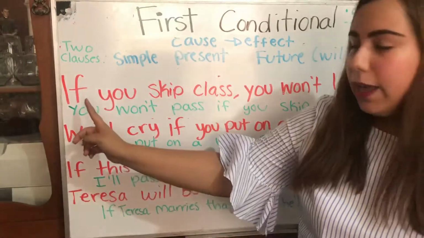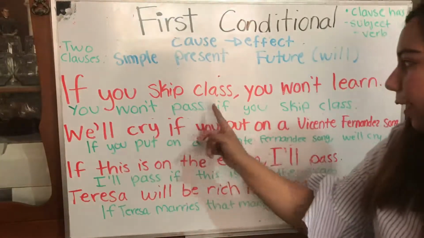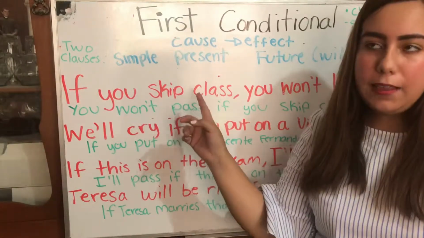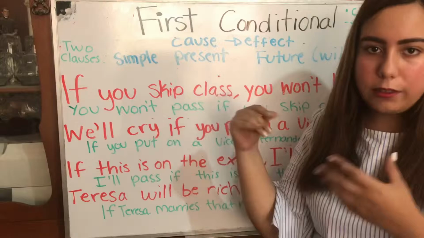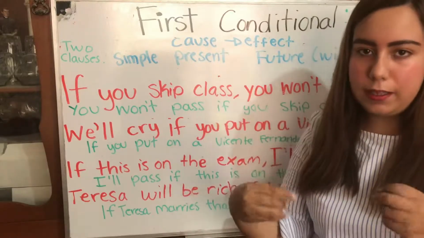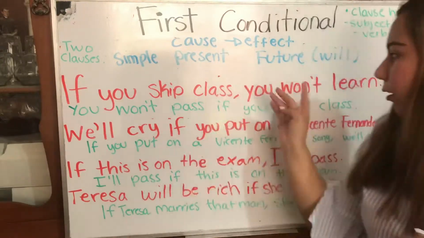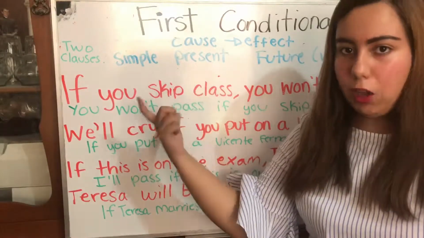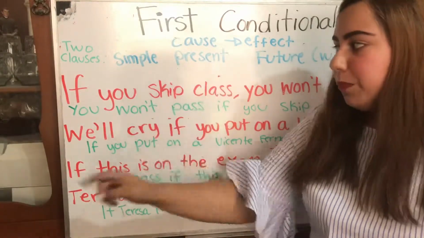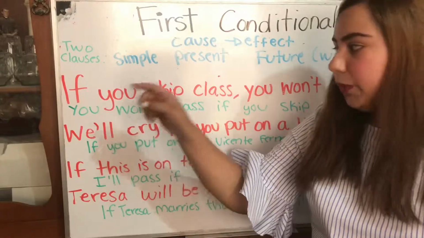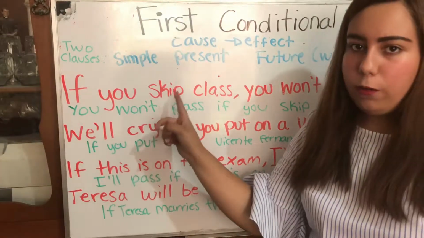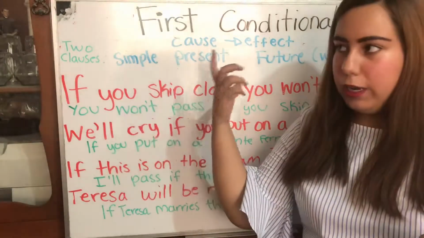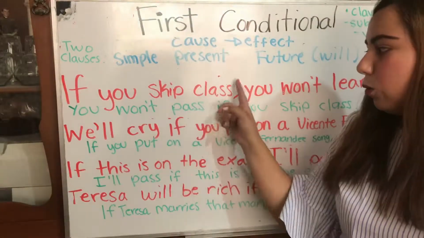Ok, veamos. Aquí tenemos, if you skip class, you won't learn. If you skip class, skip significa en este contexto como pinteártela, de que no vas a clase. Entonces, si te la pinteas, no vas a aprender, ¿ok? Entonces, esa es nuestra primera clause y es la causa. Tenemos el sujeto you y el verbo skip. El verbo obviamente en presente simple. Ok, aquí como empezamos con la causa, vamos a separar con una coma.